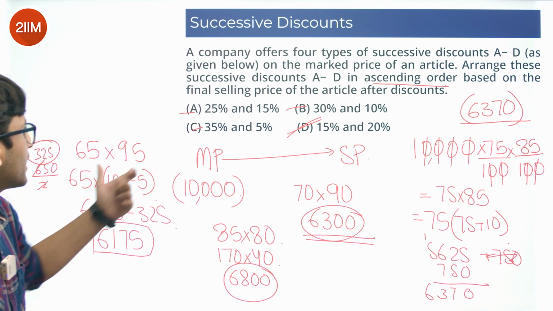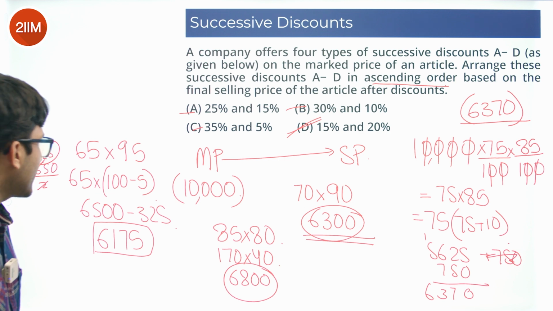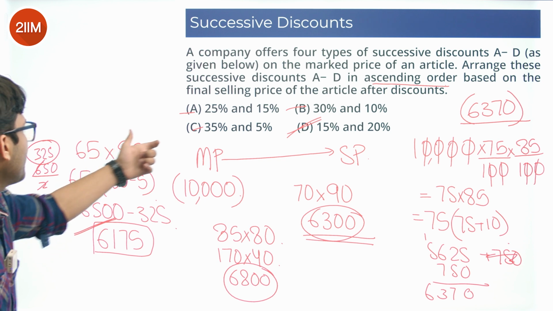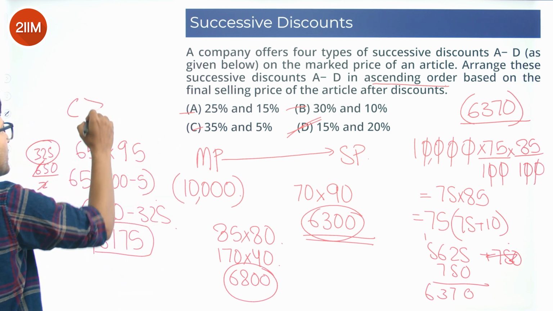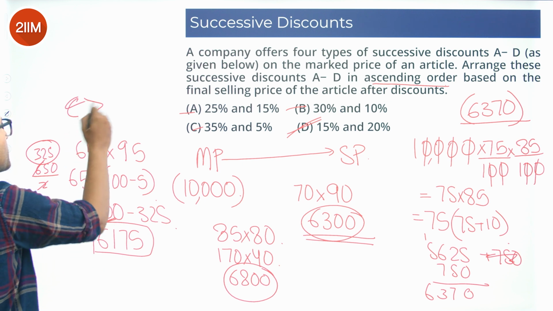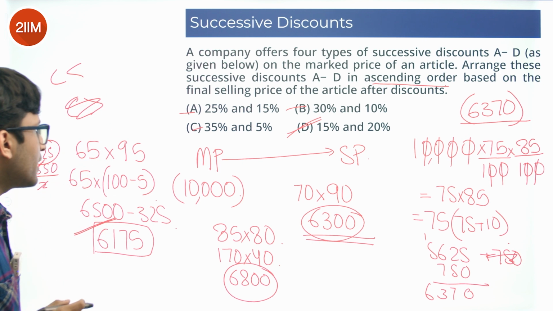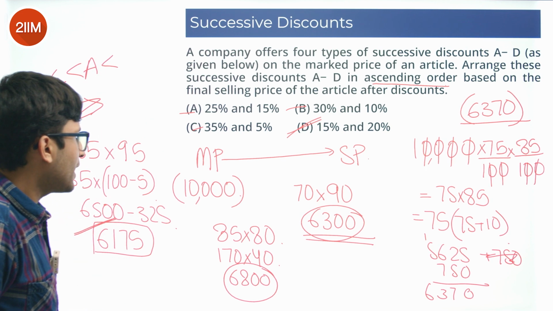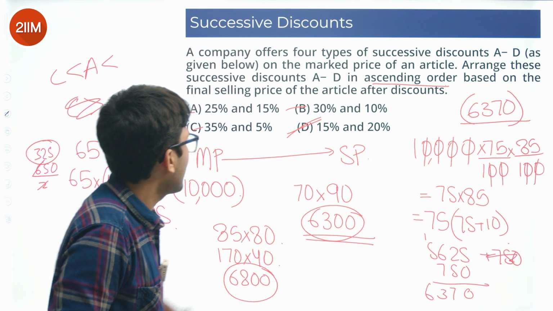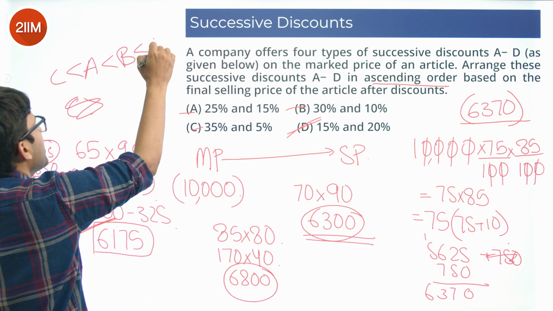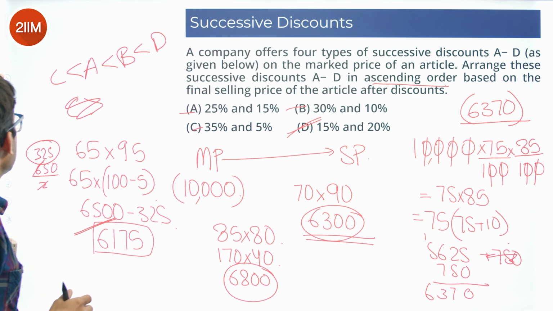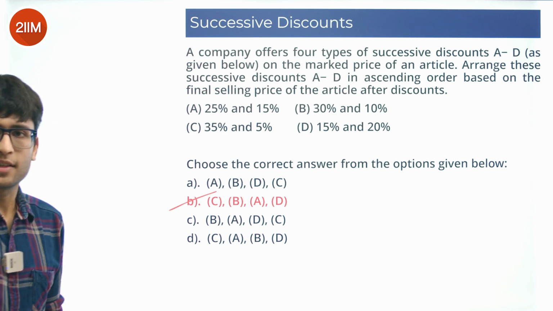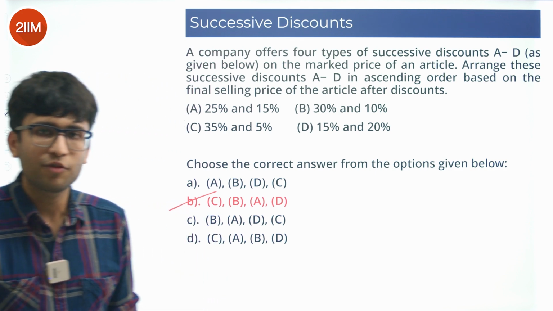So I have to arrange them in ascending order. The smallest value, as I can see, is 6175, which was 5 and 35%. So C is the smallest, and then the next one is A, and after A, I would have my B value, and then finally D. So CABD would be my option. Let's check. Yes, CABD is my answer. Okay, so we got CABD as my answer for the first question.